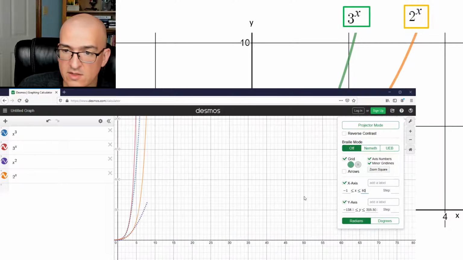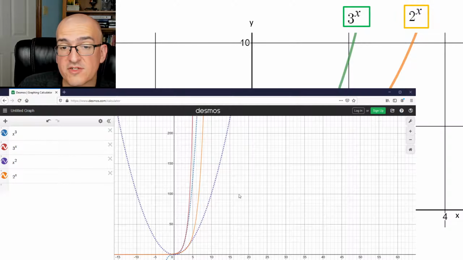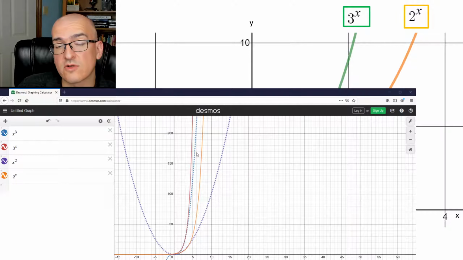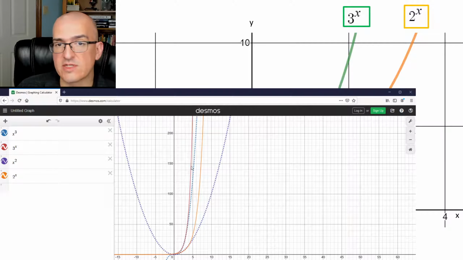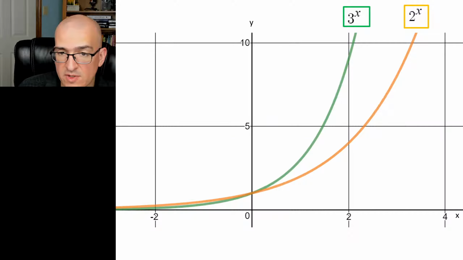Let's go 80. Okay. That's going to be hard to see. But eventually, these two solid curves, the exponential curves, are going to be far higher than the dotted curves, the polynomial curves, for all x values that exceed a certain point. So I'll turn this off. We don't need it for, we'll come back to pictures in a moment.